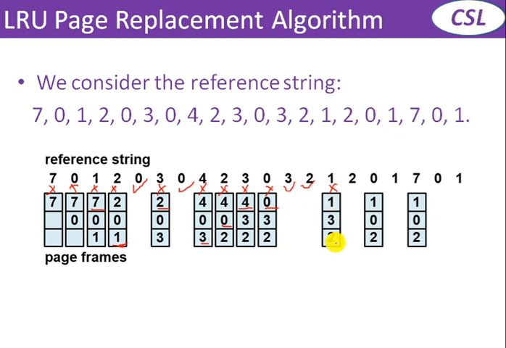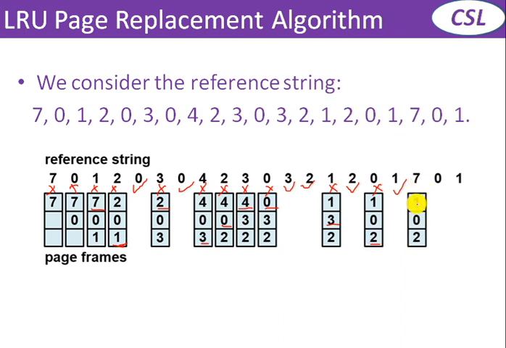Available are 1, 3, 2. 2 is available, so this is a hit. Next is 0. 2 was already used most recently, before 2 was 1, and before that 3. So we simply remove 3 and fill it with 0. This is also a miss. Next is 1. Available are 1, 0, 2. 1 is available, so this is a hit. Next is 7. 1 was used most recently, 0 is next, and the last one is 2. So this is our LRU page.